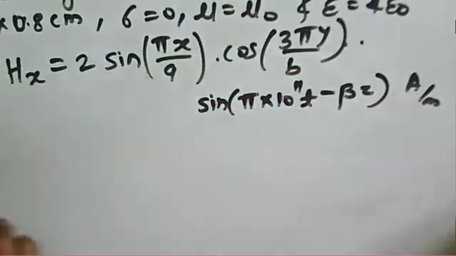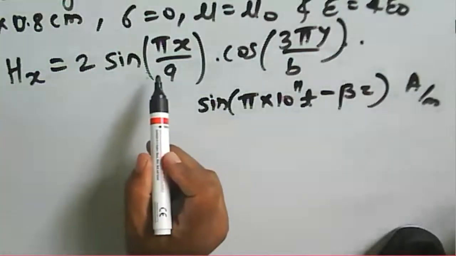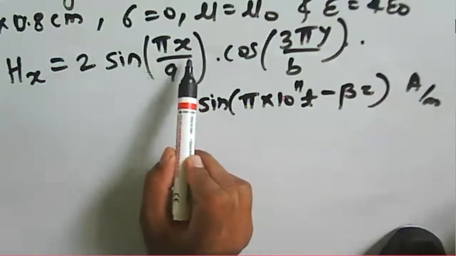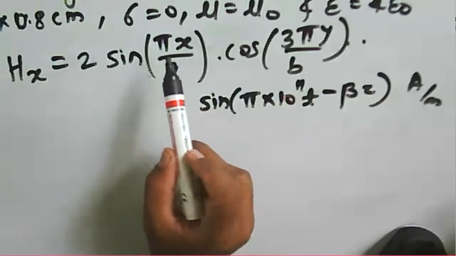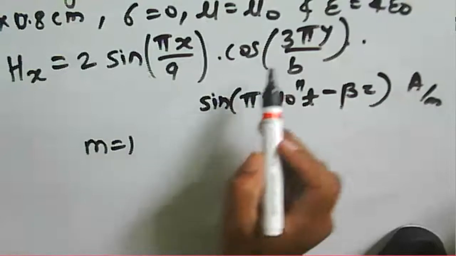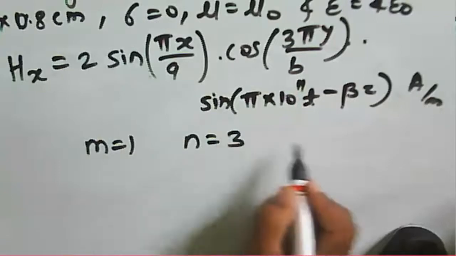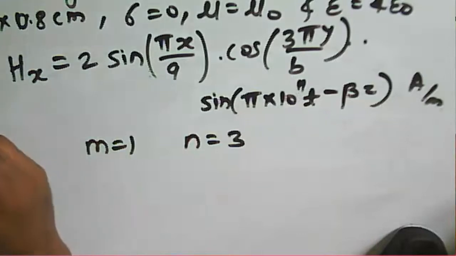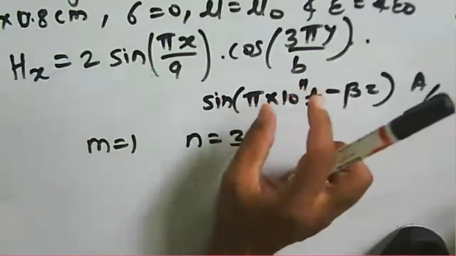Now, from the magnetic field component equation, generally it is sine of m pi x by a, so here m will be 1. And n pi y by b, so n will be 3. So we are getting the values of m and n through this equation, and then we need to find out the cutoff frequency.